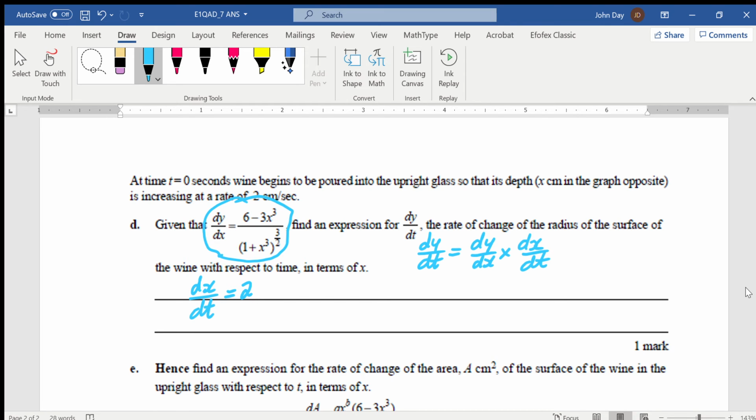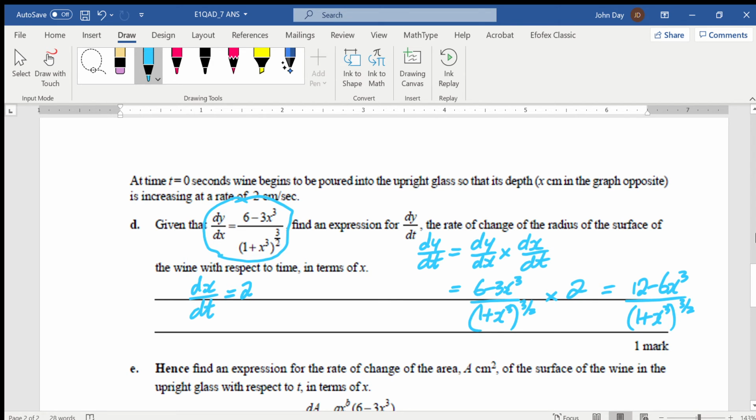So we just need to say it's this 6 minus 3x cubed on 1 plus x cubed to the 3 on 2 times 2. And that's in cubic centimetres. So that's an expression for it. Now, if you wanted to, you could go further and roll that 2 into things and make it 12 minus 6x cubed on 1 plus x cubed to the 3 on 2.